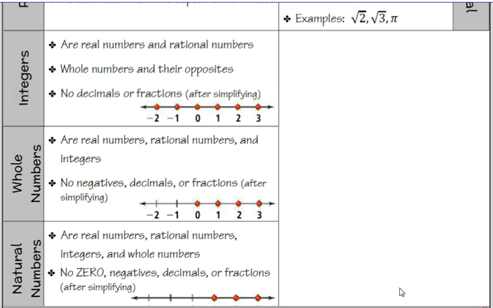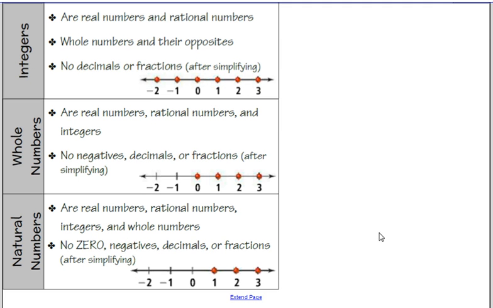And then looking at natural numbers, you may also hear those as counting numbers. So natural numbers are real numbers, they're rational numbers, they are integers, and they are whole numbers. So the difference between a natural number and a whole number, and you can see this clearly with the number line, is the inclusion or exclusion of 0. We include 0 when we're talking about whole numbers, but we exclude 0 when we're talking about natural numbers.